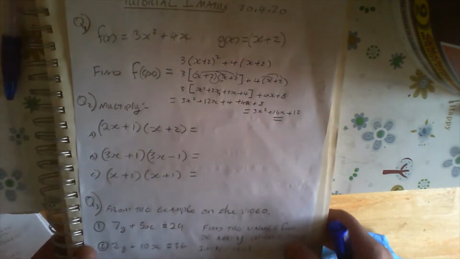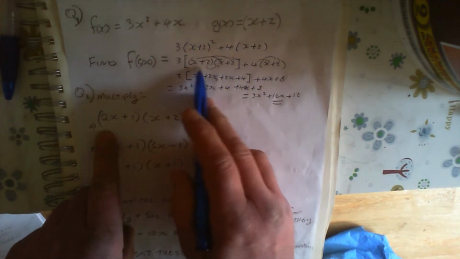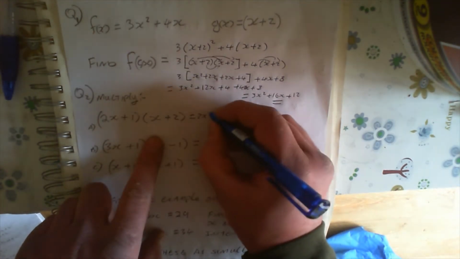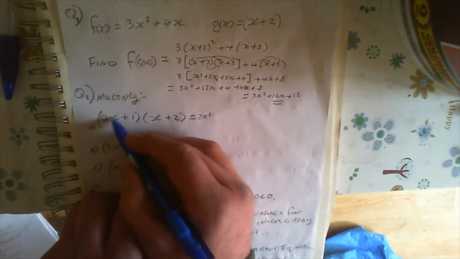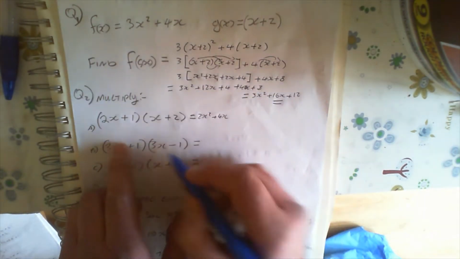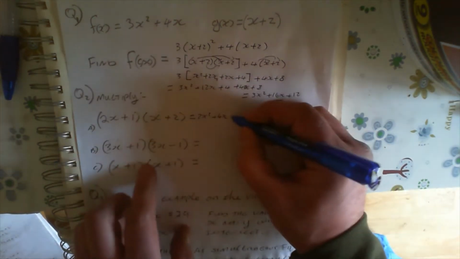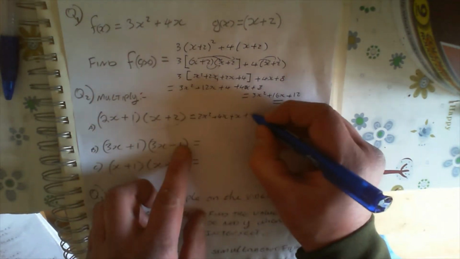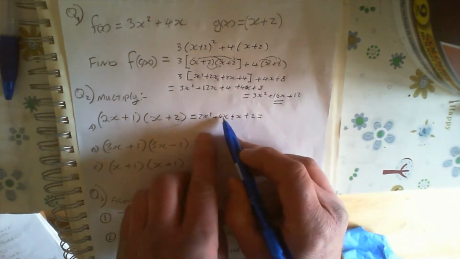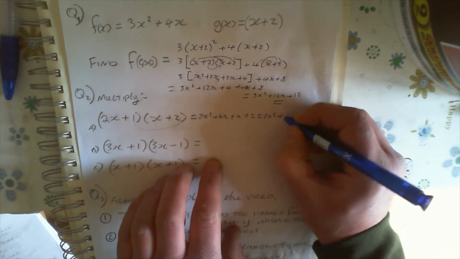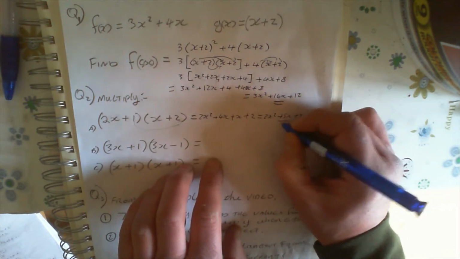Okay, now these ones, you multiply brackets out, you do the exact same as what we did there. 2x times x, 2x squared, 2x times 1 plus 4x, 1 times x plus 1x, that'll be, and then 1 times 2 plus 2. And we add all the like terms together, 2x squared plus 5x plus 2.